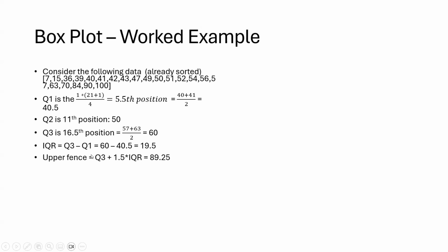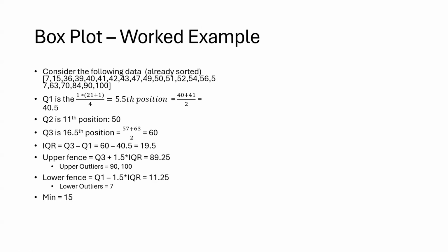Then the calculation of the upper fence by this expression comes out to be 89.25. When we look at the data set, we have two values which are above this upper fence. Any value above the upper fence is considered an outlier, an upper outlier. So we have two outliers on the upper side. For the lower fence, we have Q1 minus 1.5 times IQR, and this is 11.25. Now if we look in the data set, we have one value which is below 11.25, and that is 7. So this is the lower outlier.